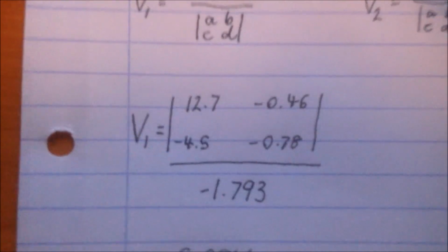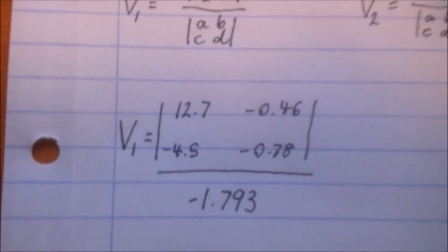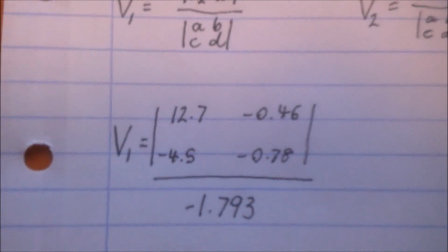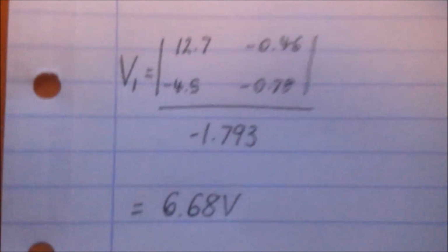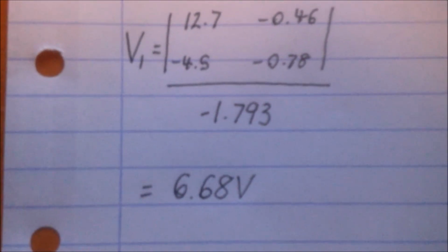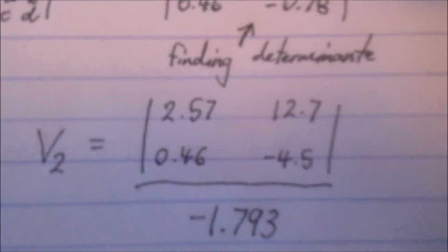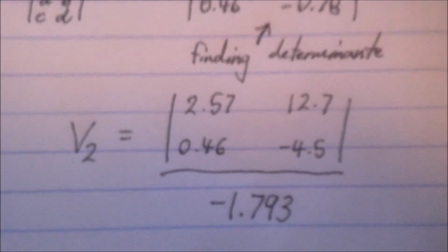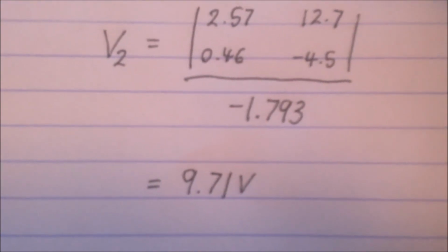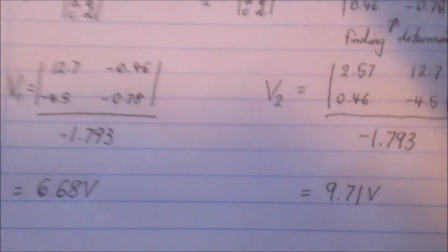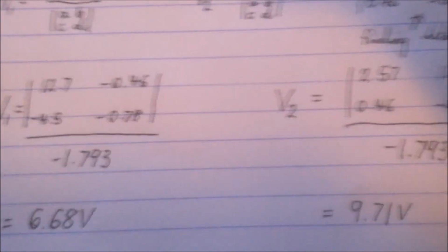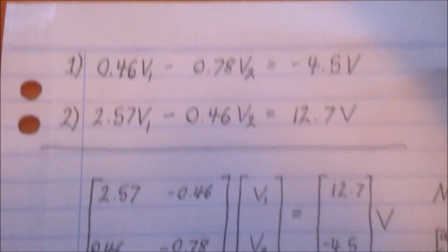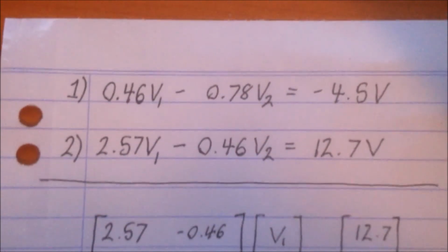Moving down, we can see that v1 is found by dividing that entire matrix, which is swapped in with the constant matrix, and then dividing by the determinant. This gives a voltage of 6.68 volts. For v2, we see the same thing, but with the right hand side swapped out for the constant matrix, which gives a value of 9.71 volts. These 2 values of the voltages are the voltages at the 2 nodes that these 2 equations up here represent. These 2 equations are the nodal voltage equations which we solve down here.